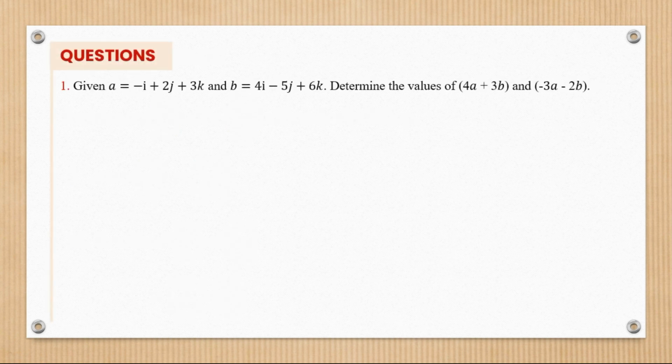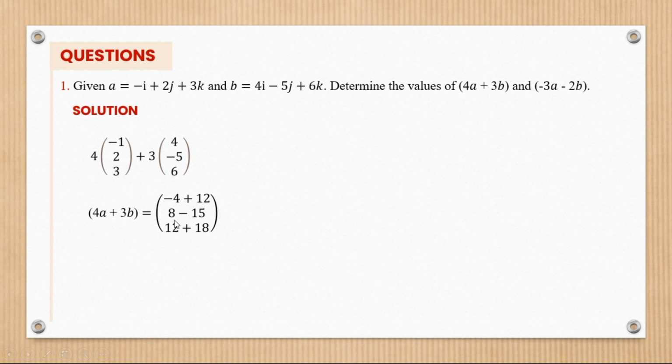So let's look at an example. Given a is equal to negative i plus 2j plus 3k, and b is equal to 4i minus 5j plus k, determine the values of 4a plus 3b and bracket negative 3a minus 2b. So let's look at that. Now we're looking at the first case where we have 4a plus 3b. Right here we can say that the 4 and the 3 are acting as the scalars in this case. So we'll have this 4 times this negative 1 shall give me negative 4 plus the value that you get from 3 times 4, which is 12. So I have negative 4 plus 12.